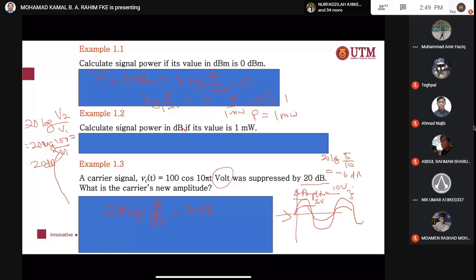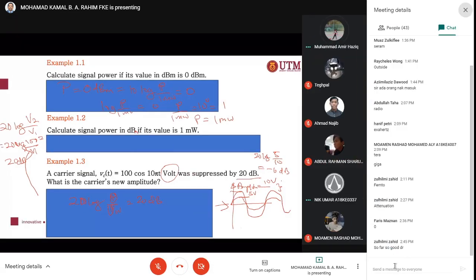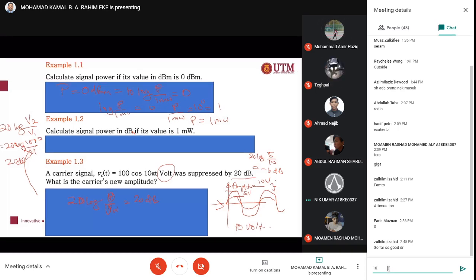What is the answer that you get? I just want to see what is the answer that you are getting. 10 volt. Okay, correct. That is the answer. It is 10 volt. Okay, very good.